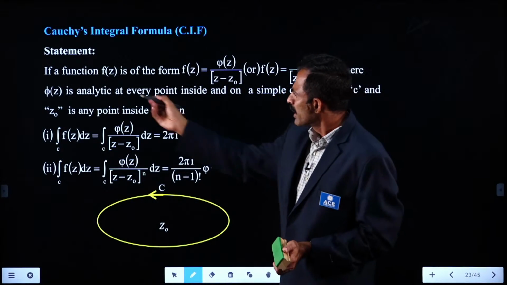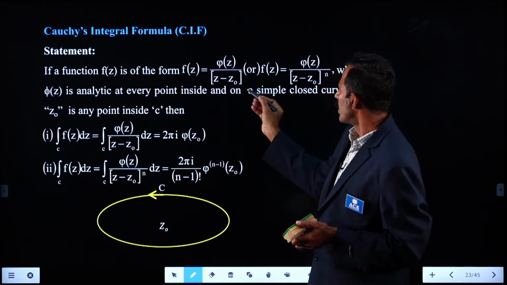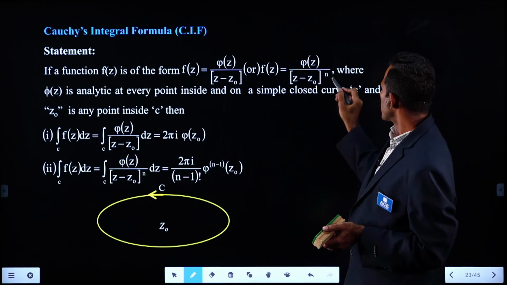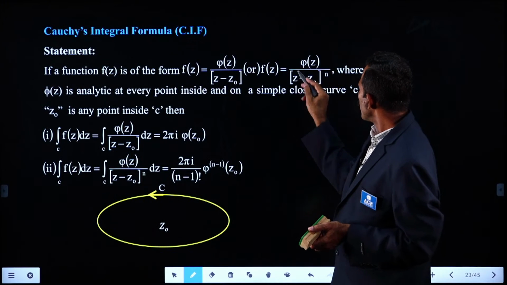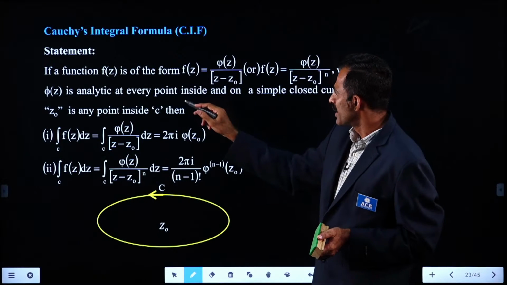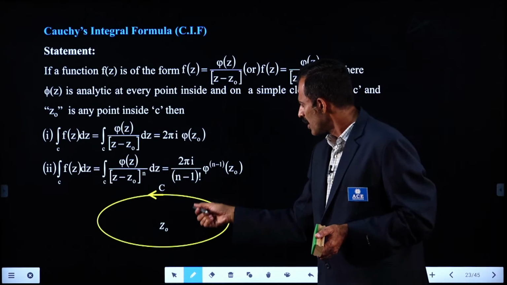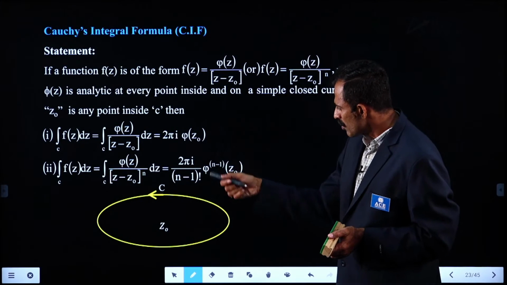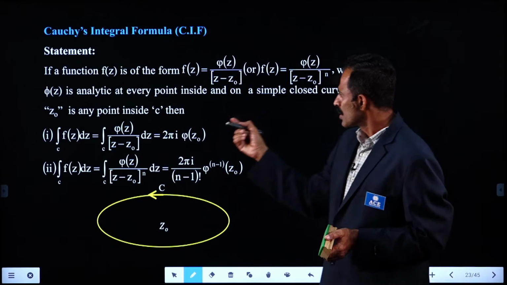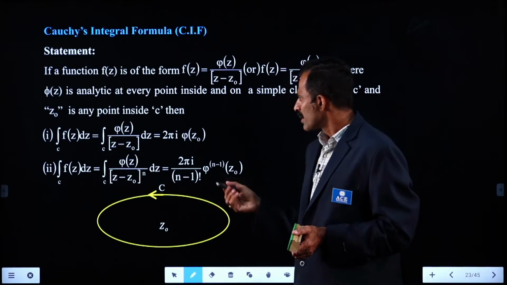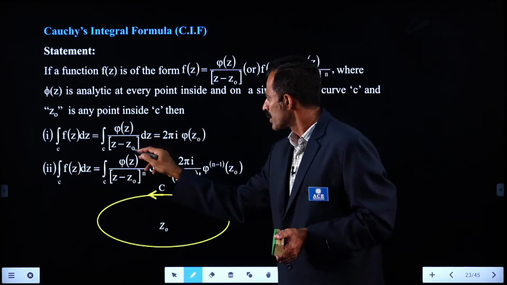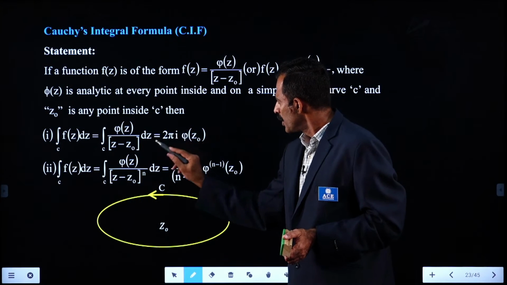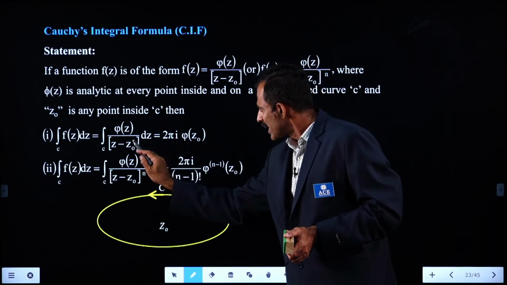Now this is a statement. If a function f(z) is of the form phi(z) by (z minus z0), or phi(z) by (z minus z0) to the power n, where the numerator function phi(z) is analytic at every point inside C and on C, and here it is a simple closed curve, and z0 is any point inside C, then the integral of this function is equal to 2 pi i into this function's value at the point z0.